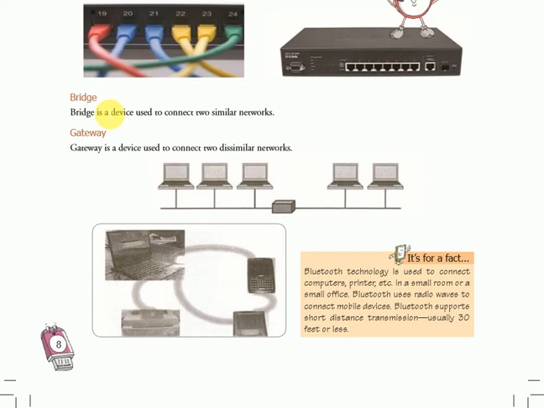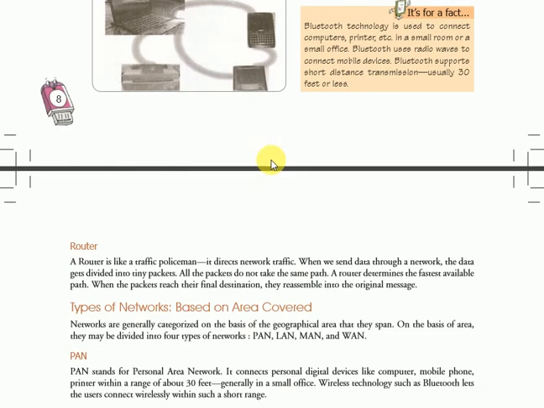What is the meaning of similar network and dissimilar network? These are the networks we will read about: LAN, MAN and WAN, local area network, metropolitan area network and wide area network. So dissimilar network means maybe LAN and MAN, maybe LAN and WAN, maybe WAN and MAN. Okay, these are the dissimilar networks, and the bridge is used to connect similar networks like LAN, local area network. Okay, so gateway will be used in dissimilar networks.